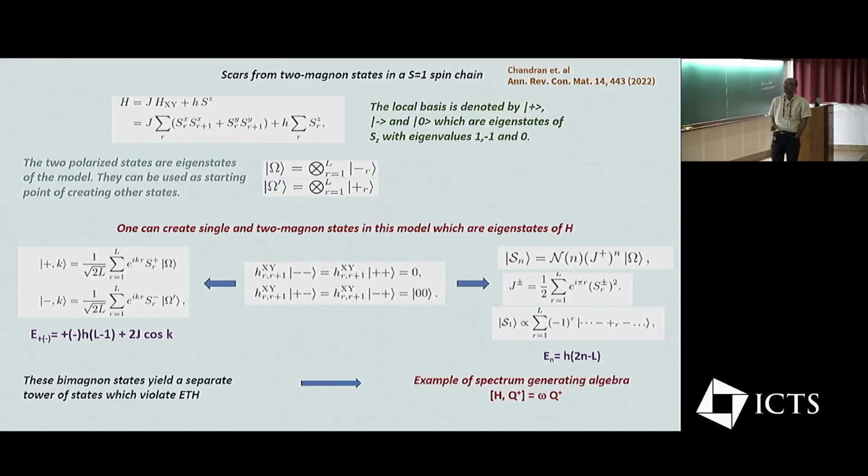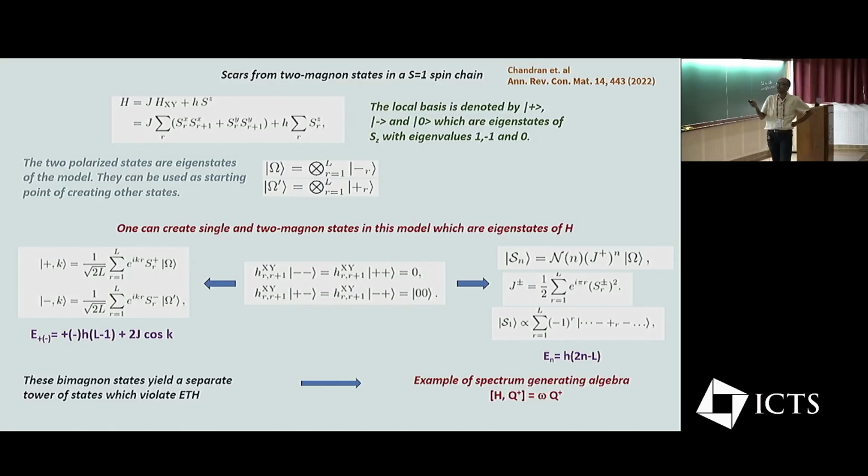So what are these quantum scars? I'm going to give you a very brief example, just for the purpose of introducing scars in the Rydberg chain later on. So think of a spin 1 chain which has an XY term like this, a Z term, and a magnetic field. Now there are two polarized states which are eigenstates of the model. One is a ferromagnetic state with all spins down, and remember that this is spin 1, so you can have minus, plus and 0.